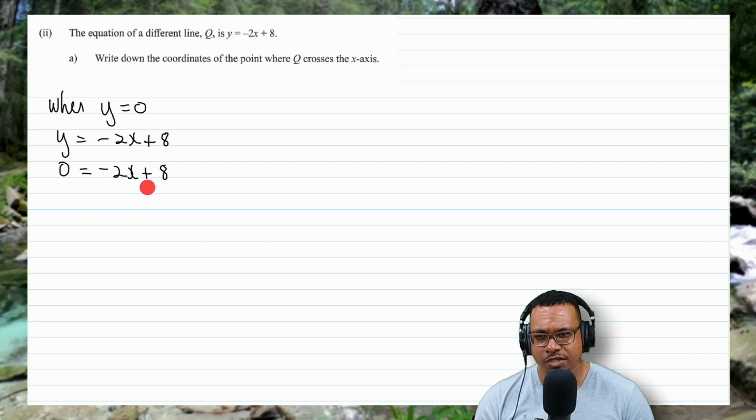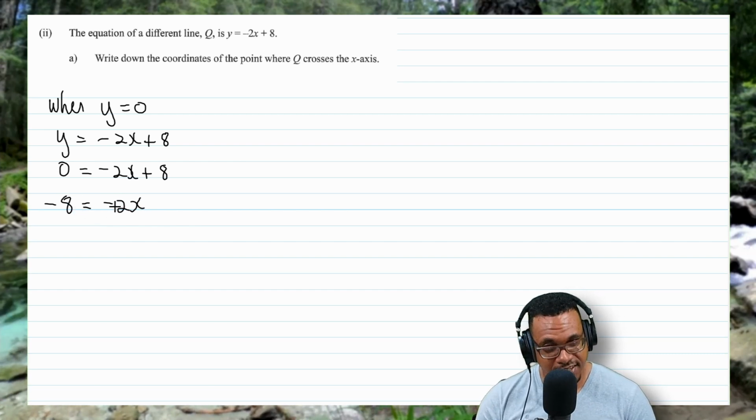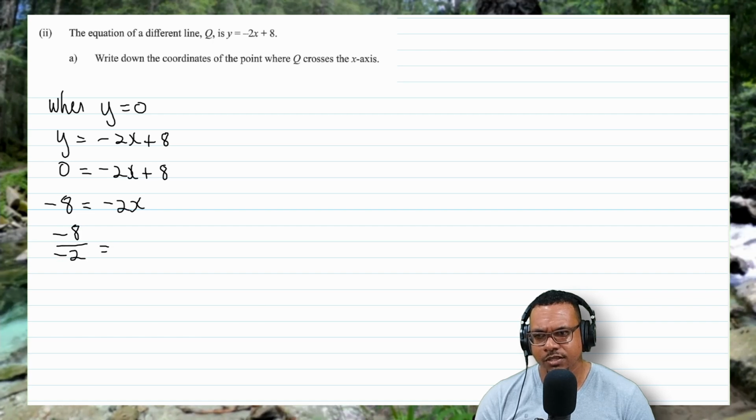We're going to solve this equation for x. So you're going to transfer the positive 8 across and it'll become negative 8. So negative 8 is equal to negative 2x. Now we have the negative 2 multiplied by x. So when you transfer it across, the operation will change to division. The 2 remains negative. So we're going to have negative 8 divided by negative 2 is equal to x. Divide these 2 and we're going to get positive 4.